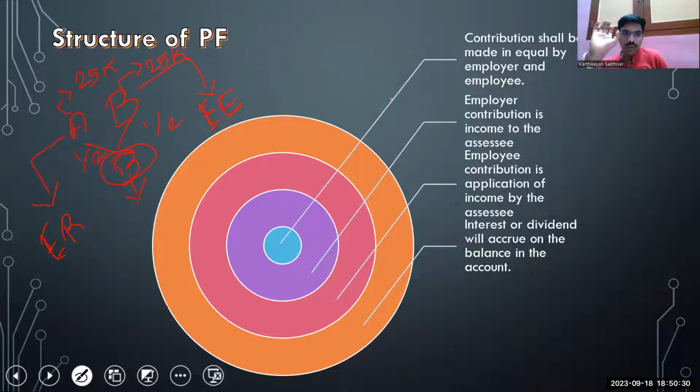See, at the time of withdrawal, I'll just put it this way. What you are doing now is taking 25,000 in your hands and putting it in your savings bank account. After 10 years, you are taking the same amount from the bank account. Will this 25,000 be taxable for you?